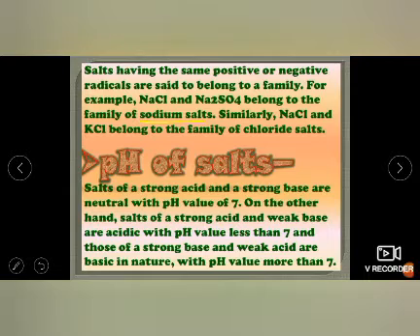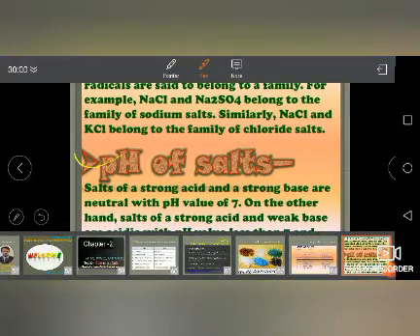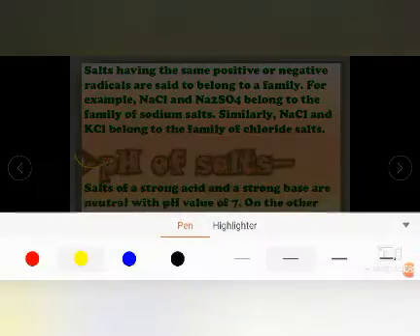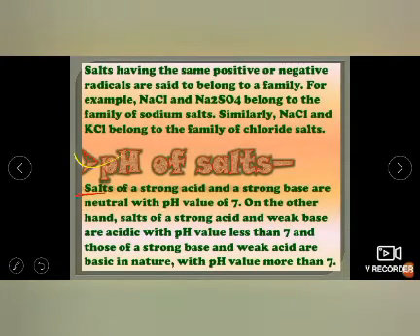So hope you understood. When sodium is there, it belongs to the family of sodium salts, which is known as soda. And when chloride is there, it belongs to the chloride family. And what is the pH of salt? Salt of a strong acid and strong base is neutral with a pH value of 7. On the other hand, salt of a strong acid and weak base forms an acidic salt. Its value is less than 7. Whereas a strong base reacting with a weak acid forms a salt basic in nature, whose pH is more than 7. So hope you understood this paragraph again.